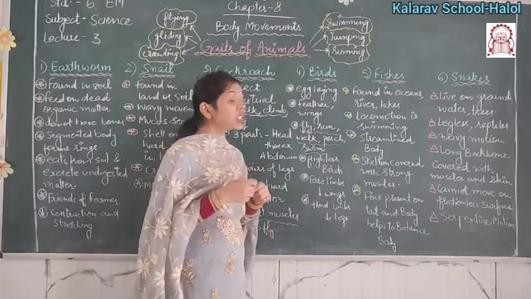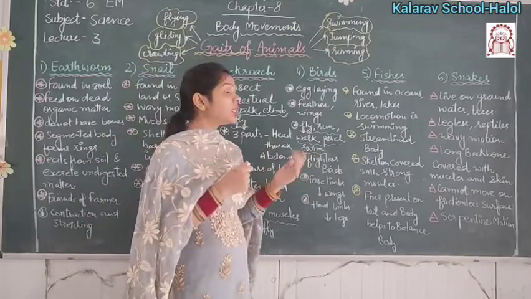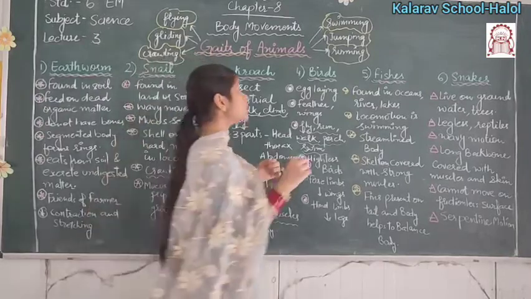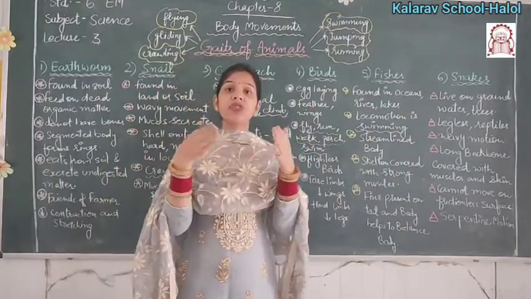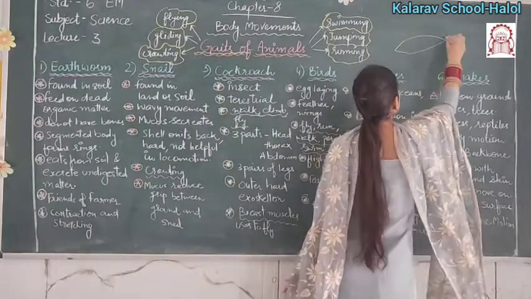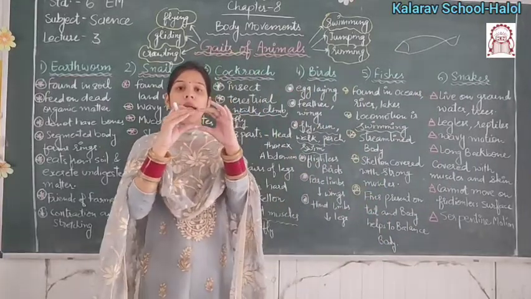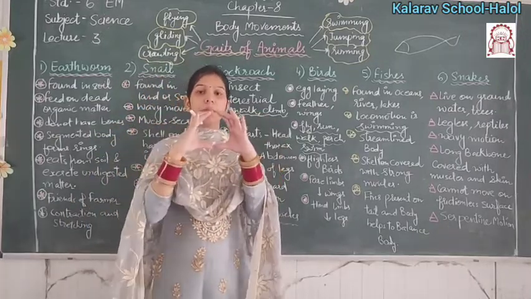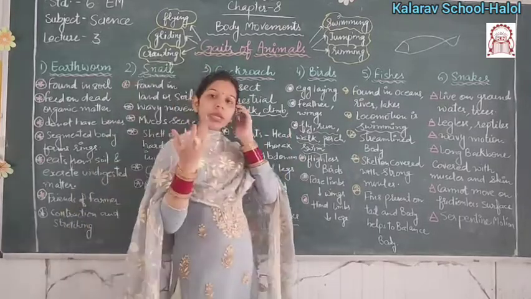Next is fishes. As you see, fishes are found in water, in oceans, rivers, lakes, aquariums. The main locomotion of fishes is swimming. Fishes have a streamlined body. What does streamlined body mean? Their body is like this. It is thicker from the middle and thinner from the edges. It is bigger from the middle and thin from the edges. So it has a streamlined body.